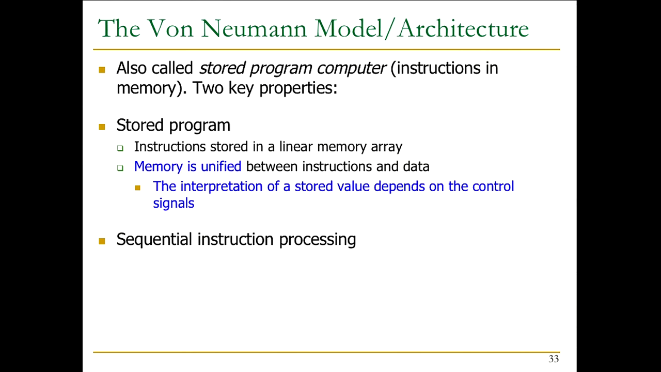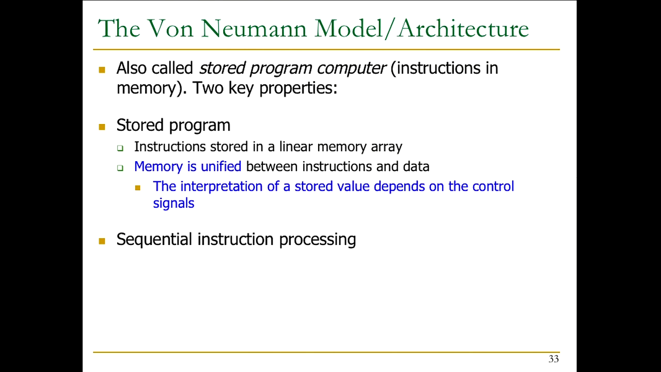Whenever you access memory, whenever you're fetching an instruction, the data that you get from that location is treated as an instruction, right? If you access the same location when you're fetching data from a load, that location will be treated as data, right? So there's no separation between instructions and data really, except for the control signals that you use to interpret it.